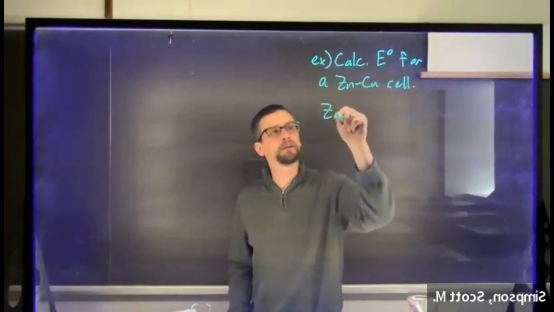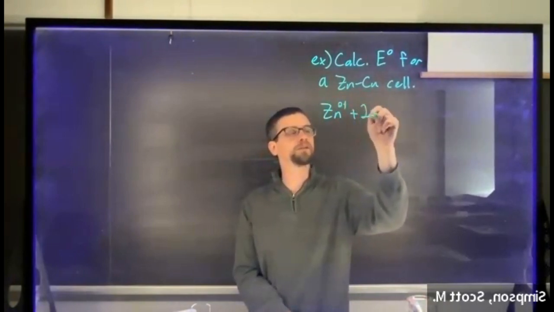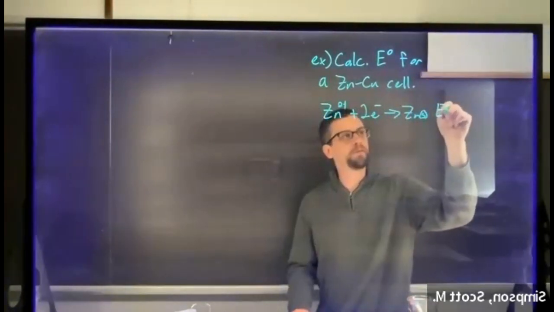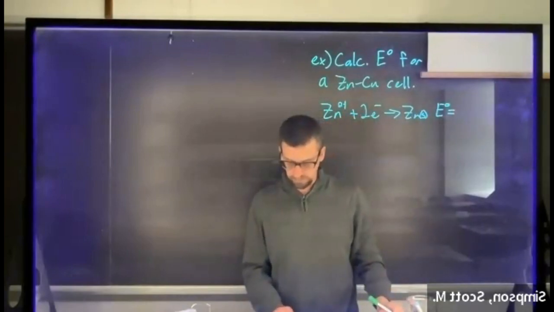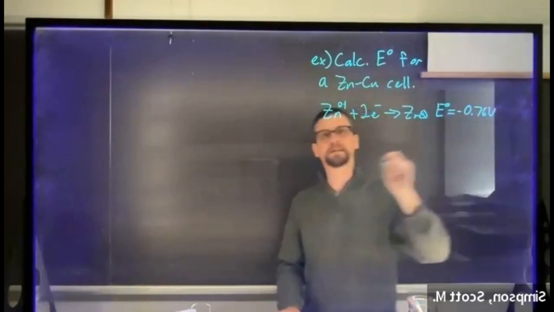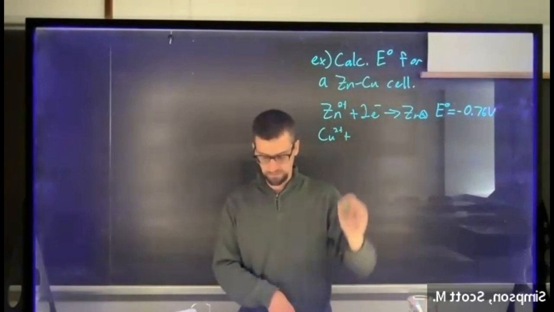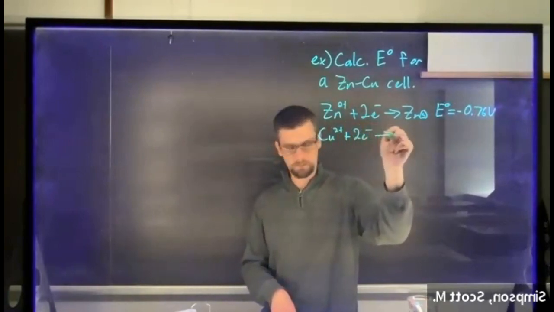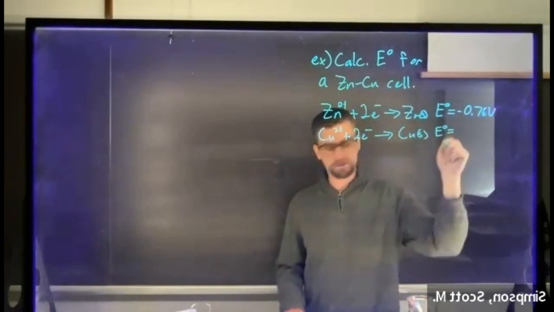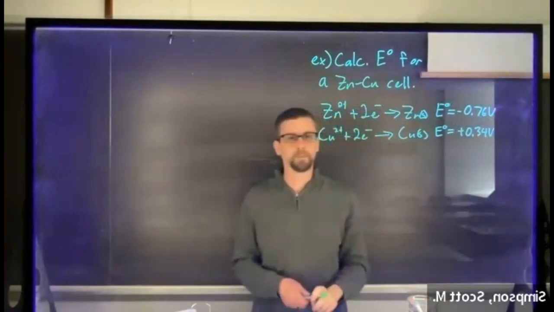So we got, if we're considering the standard reduction potential, zinc plus 2 electrons goes to zinc solid. The E naught for this reaction, when we look it up, should be negative 0.76 volts. And then for copper, plus 2 electrons gets us to copper solid. That standard reduction potential is positive 0.34 volts.